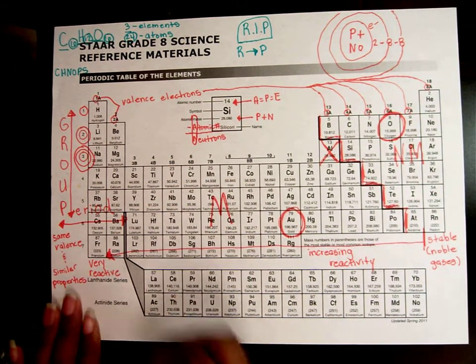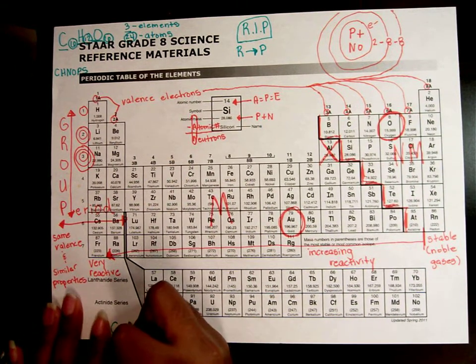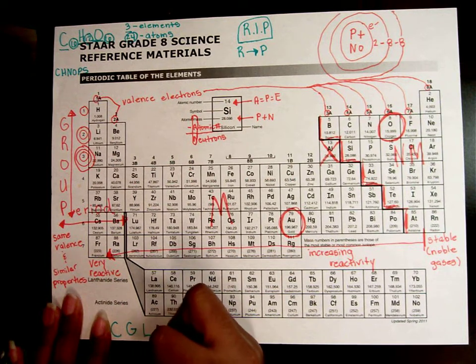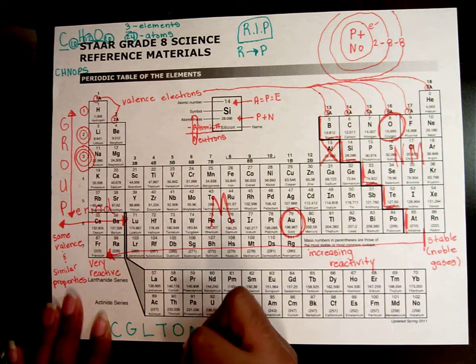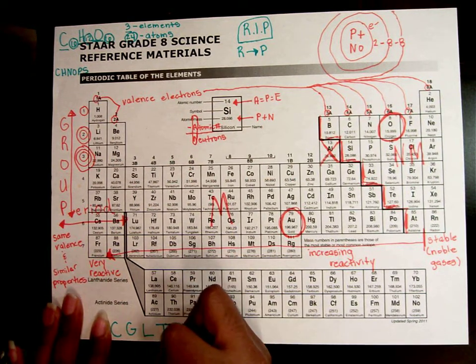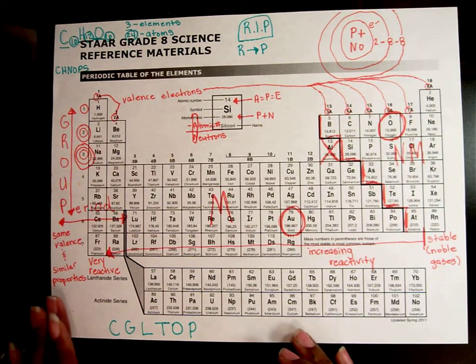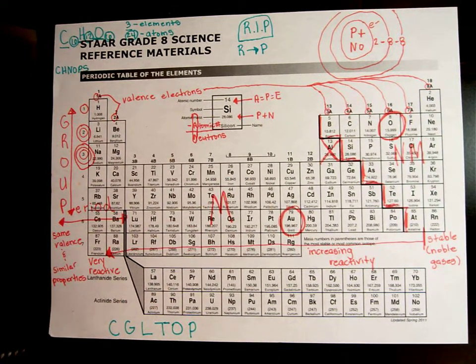And lastly, we're going to write CGLTEP. So these are the 6 signs of a chemical reaction. And remember, we talked about a way to remember this. Cute girls like talking on phones, or city girls like talking on phones, or you might have a different way.